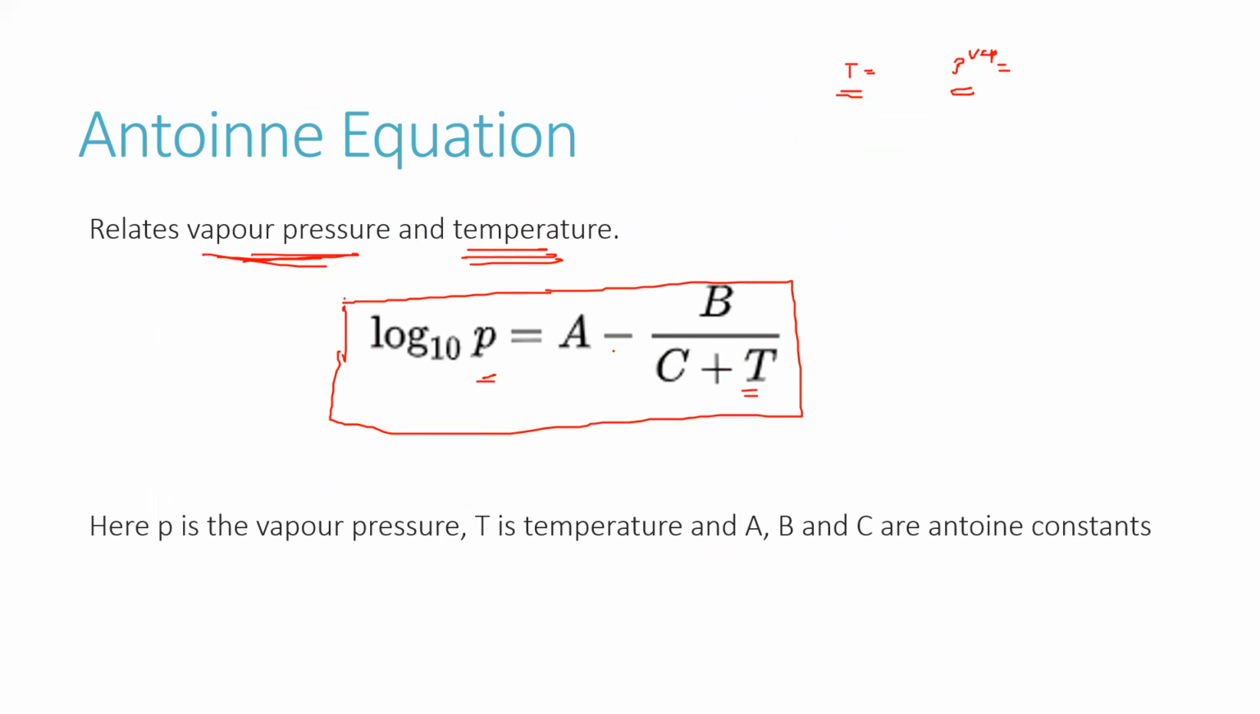Okay, so A, B, and C over here are known as Antoine constants. All right, A, B, and C are known as the Antoine constants. So this equation is very extensively used in thermodynamics in order to relate vapor pressure and temperature. All right, so vapor pressure can be found out at different temperatures using this equation.